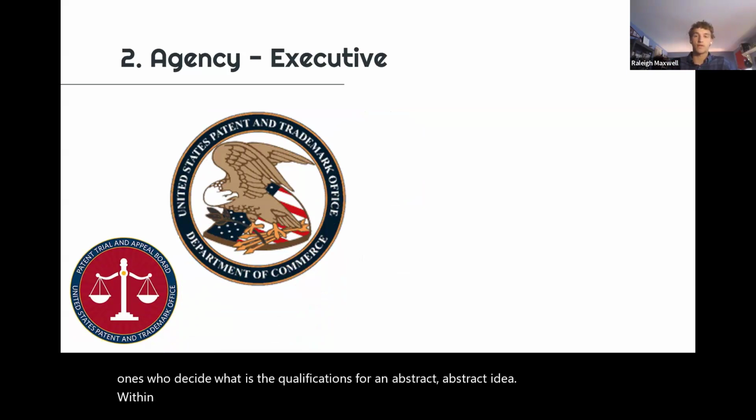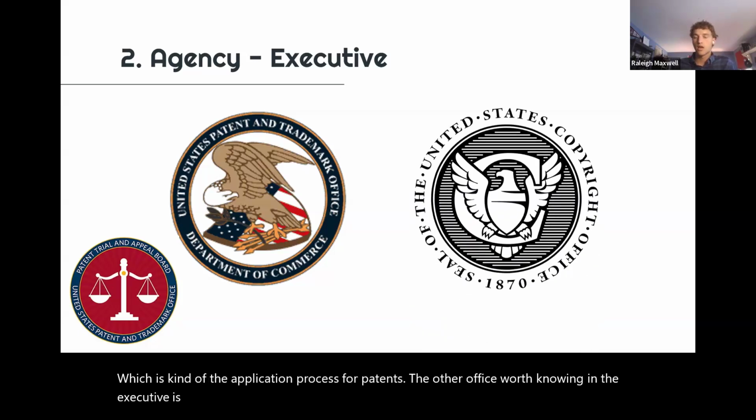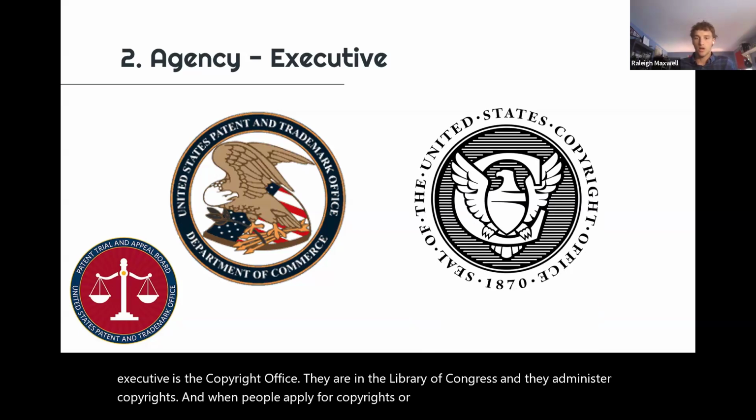Within the Patent and Trademark Office is the Patent Trial and Appeal Board, which is kind of the application process for patents. The other office worth knowing in the executive is the Copyright Office. They are in the Library of Congress and they administer copyrights, and handle it when people apply for copyrights or seek protection.